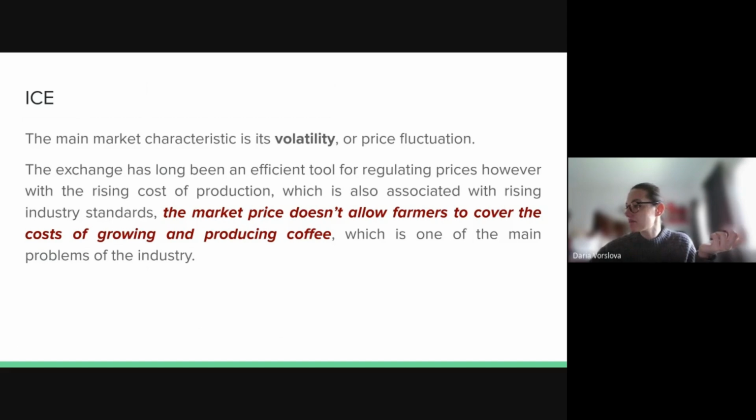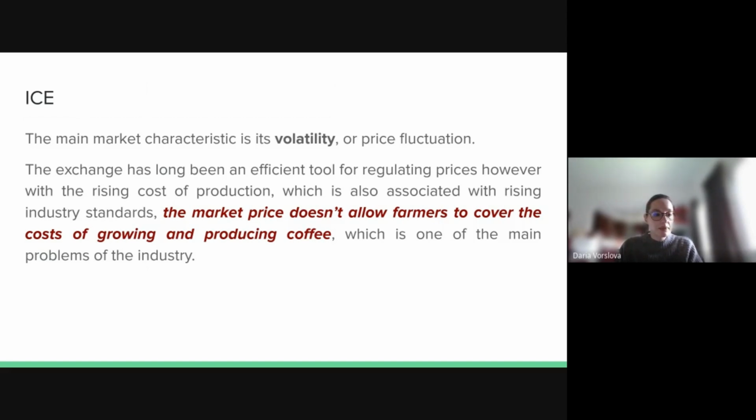This is super easy, but I'm not very good at math. So this is kind of $2.2 per kg, super cheap. So the problem here is that this market price doesn't allow farmers to cover the cost of growing and producing their coffee, and this is super unpredictable.